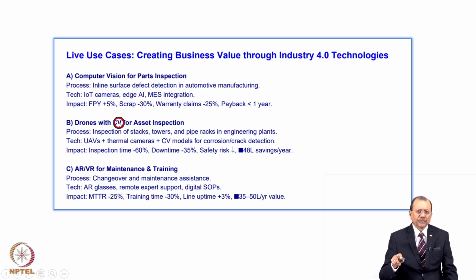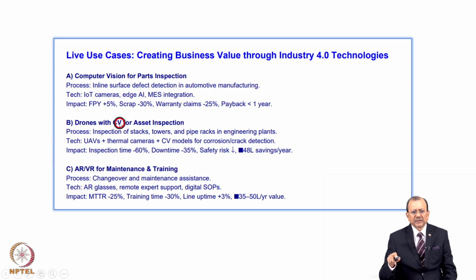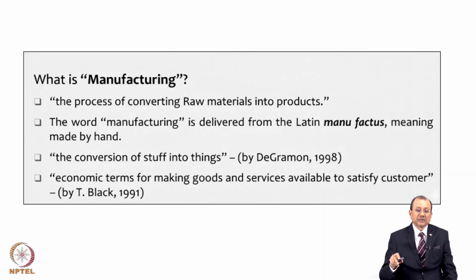Similarly, we have also seen how drones are used at great height when we want to find defects on the towers, where manual reaching is difficult, time consuming and also risky. So drones are attached with computer vision cameras, and they do the inspection. What kind of process is involved here? Inspection of stacks and towers, and then what kind of value is added is shown over here. So these are some of the examples from which we can learn about value. Business value, sometimes we can call it manufacturing value, is a very important area for understanding how technology is helping to generate business value.